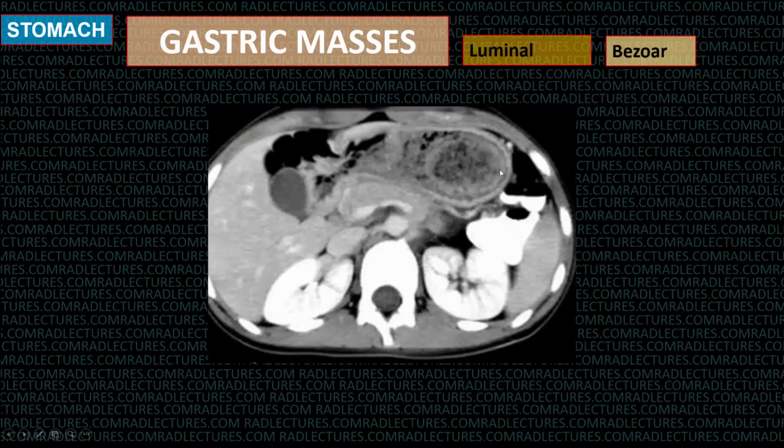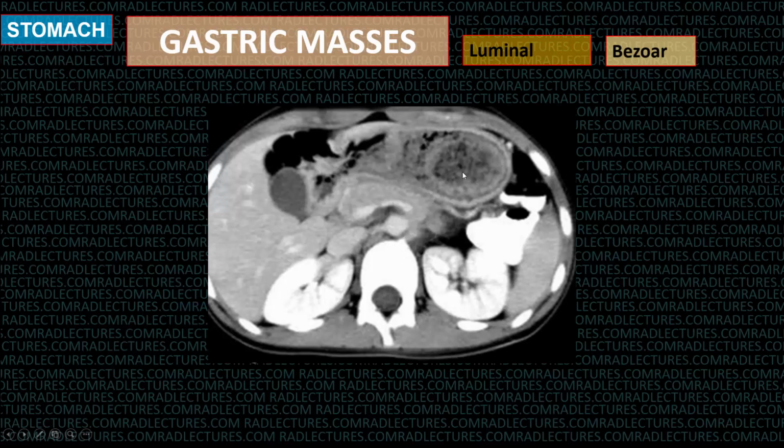So in this patient, what we are seeing is that there is a large filling defect, and it has a very mottled appearance. It looks like food. It is within the stomach, and this patient actually came with obstructive symptoms and had not eaten. This is a very typical appearance of a bezoar.